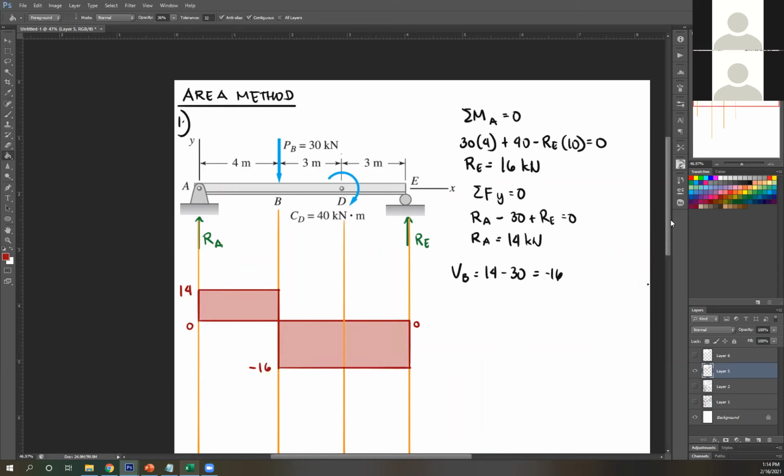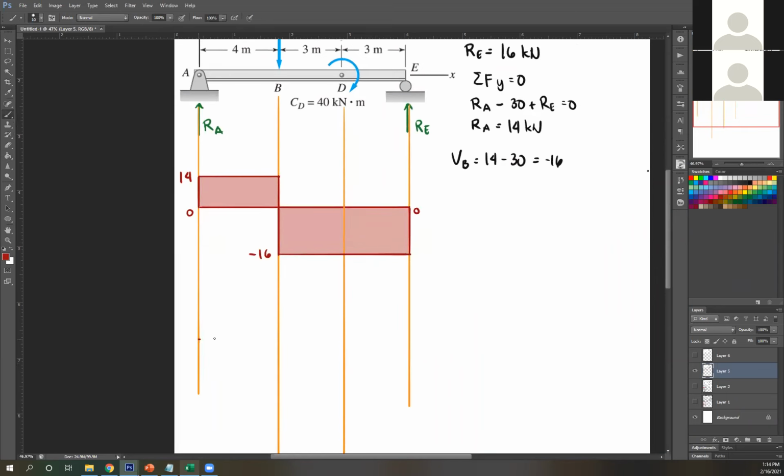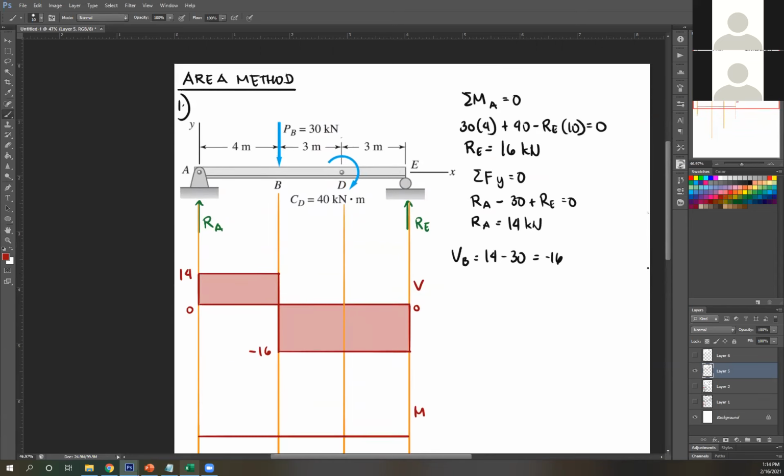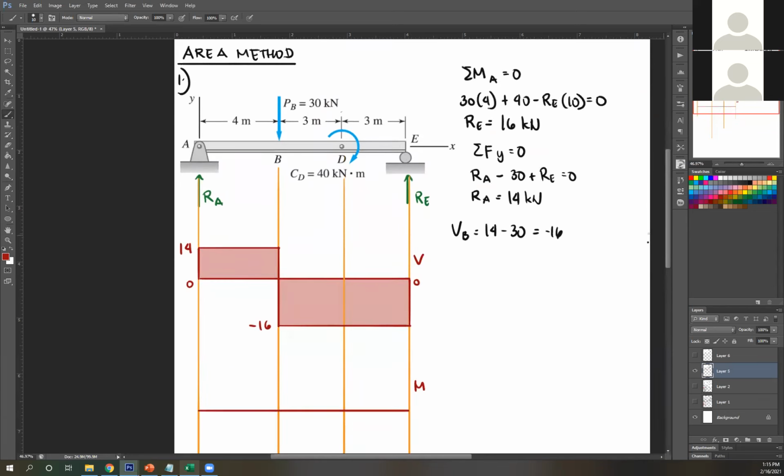Next, let's do your moment diagram. So again, this is shear. So this is moment. So moment starts at 0 since there's no applied moment at your supports. So 0. Next, this is one degree, so you go a sloping line. This is above your 0 mark or your reference line, so this is upward slope. Okay.